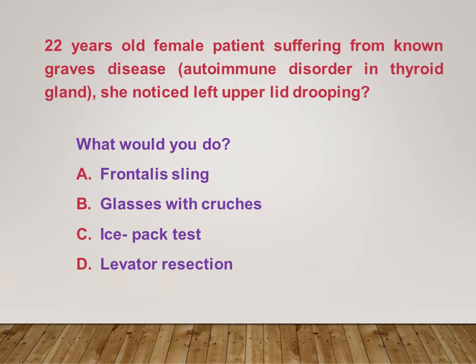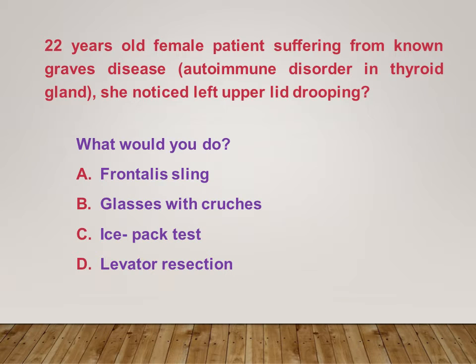A 22-year-old female patient suffering from known Graves' disease, an autoimmune disorder of the thyroid gland. She noticed left upper lid drooping. What would you do? Frontalis slings, glasses with crutches, ice pack test, or levator resection? The correct answer is the ice pack test.